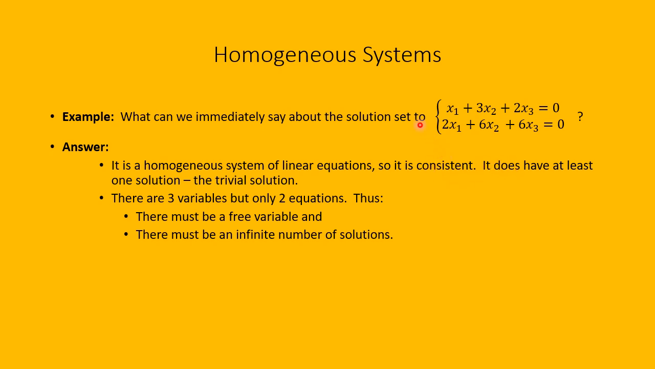The other thing we notice is that we have two equations here, but the number of variables is 1, 2, 3. We have 3 variables, but only 2 equations. Thus, that tells us that there has to be a free variable. We don't know which one, but it doesn't matter. And thus, this system must have an infinite number of solutions.